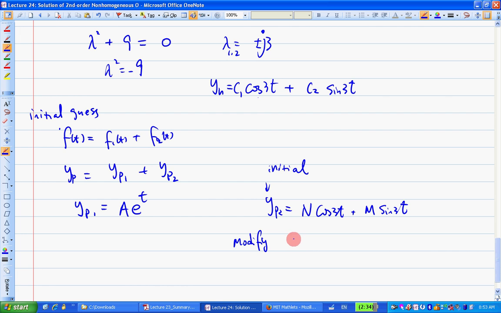Modify. So the yp2 is going to be: multiply this initial guess by the function t. So it's going to be nt cosine 3t plus mt sine 3t. Alright? That's it. So that's this yp2. Then the next work is to take a derivative, take another derivative, substitute back to this one here, and solve for all the constants here. I'll show you how to solve for these constants, but that's the general approach. Is that clear regarding this table, particularly this modification rule?